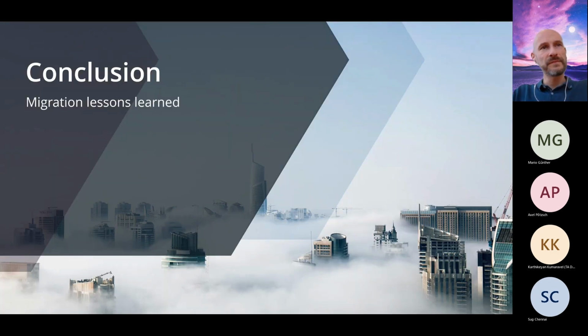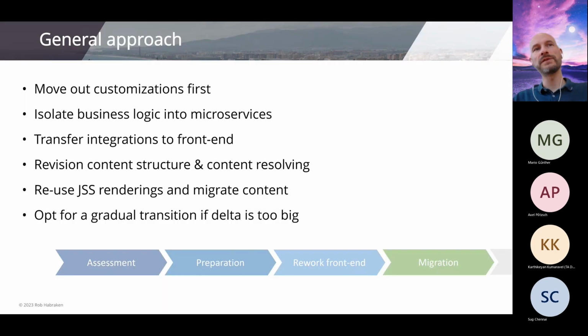So the conclusion, the lessons learned of this whole process, is that you want to move out your customizations first, isolate your business logic into microservices, and then transfer your integrations to the front end. All of this leads up to revisiting your content structure and your content resolving, and depending on where you are right now, either reusing your JSS renderings or migrating towards it.